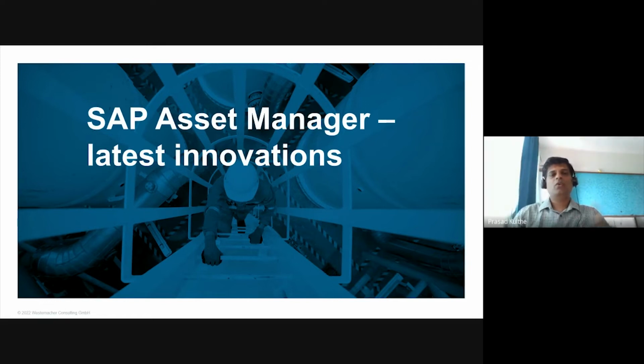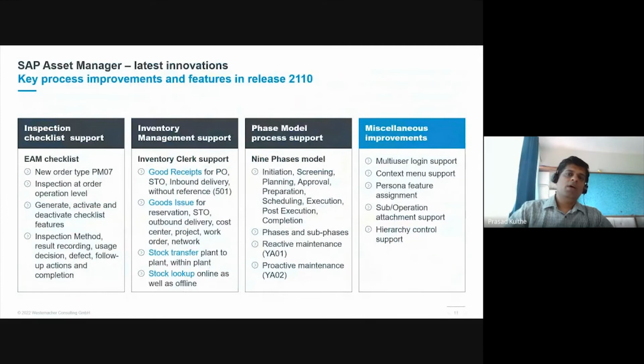So that was a quick overview of SAP Asset Manager. Now let's take a look at the new innovations SAP Asset Manager supports. We all know the last SAP Asset Manager release happened in October 2021 with the 2110 release. This is one of the most important releases from SAP because they have introduced a new business process such as the inspection checklist process. This is what we are going to see in the system today as well.